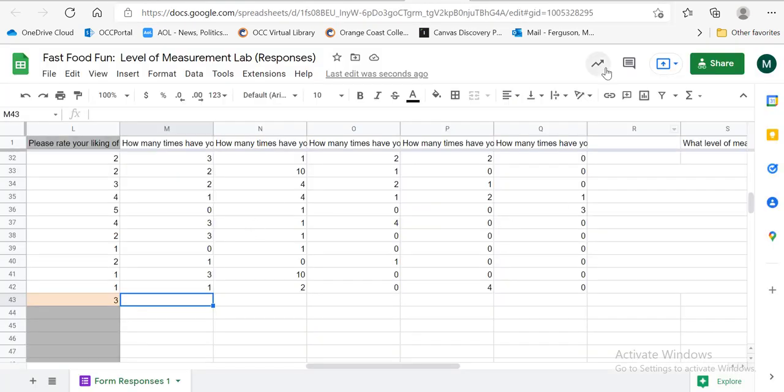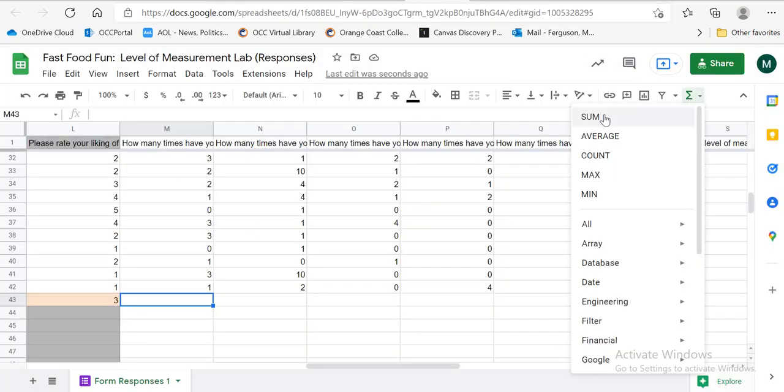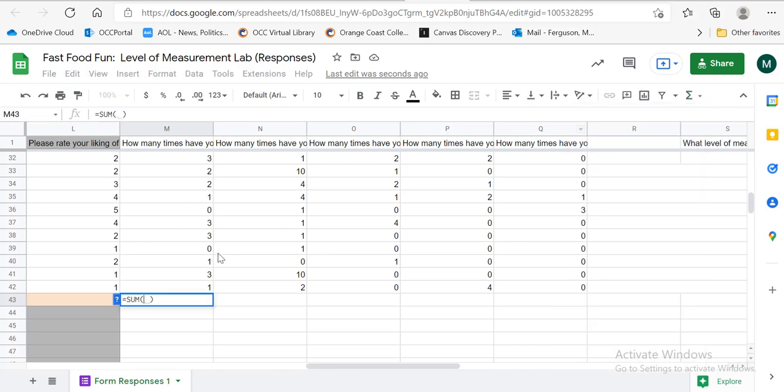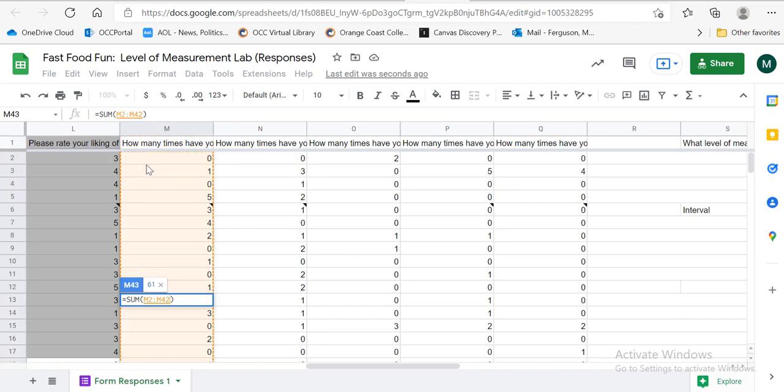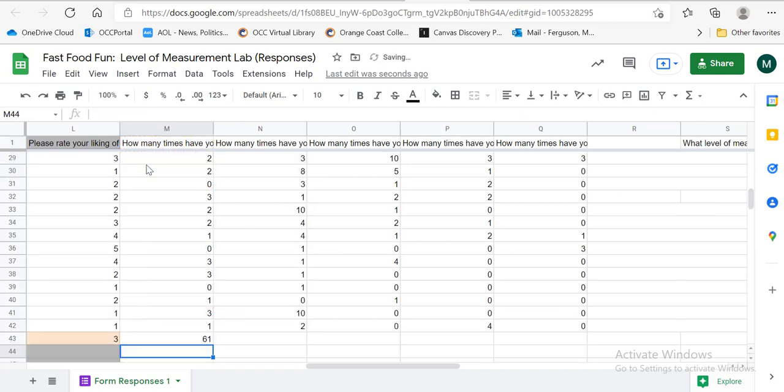So we come here and we get our sum formula. You just go to the sum sign and click sum, and the formula pops up here. Now we need to highlight all of the cells that we're interested in, and we get 61. Then you can either do that for each one, or you can drag it across, and then we have the sum formula for each restaurant.